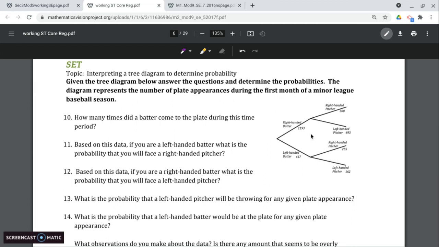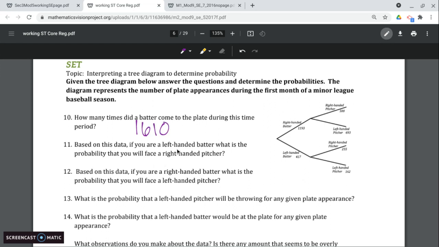So we're adding all of these together. We've got the 1,193 plus the 417. We're adding those because then it spreads out into the different kinds of pitchers. So we're looking at just the batters. So we have 1,610.